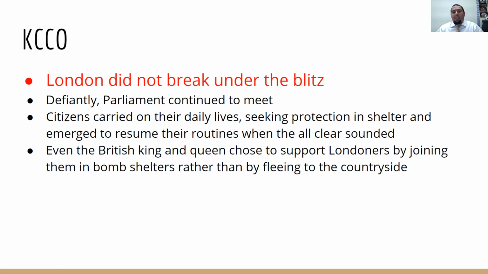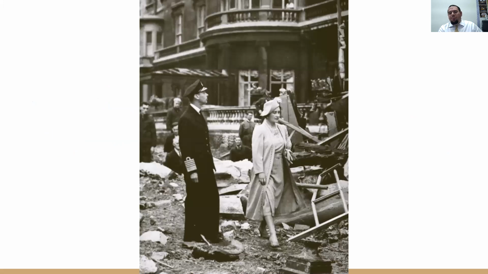They would hide. They would throw shades over their windows because when they attack at night, if you have your lights on, you're a target to the Germans. But if there are no lights on in the city, the Germans don't know where they're bombing, which is kind of bad because you could be mistakenly bombed, but at the same time it protected most of you. And even the British King and Queen chose to support Londoners by joining them in the bomb shelters rather than fleeing to their countryside manors in the north. So it's all about boosting British morale.